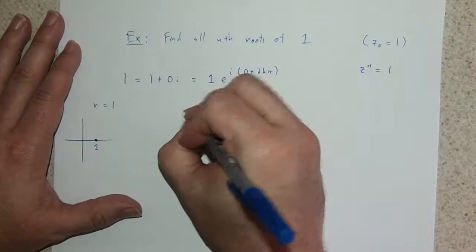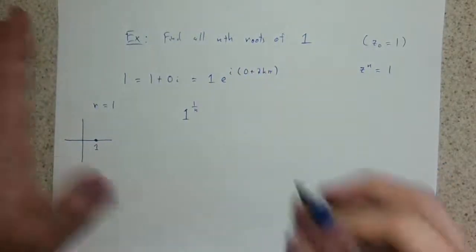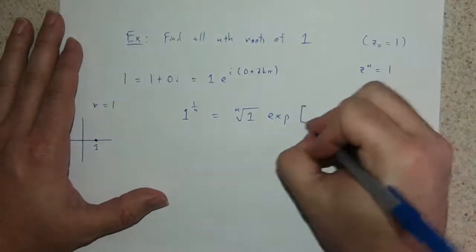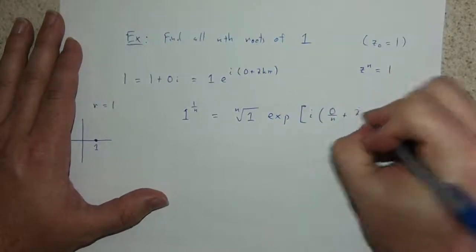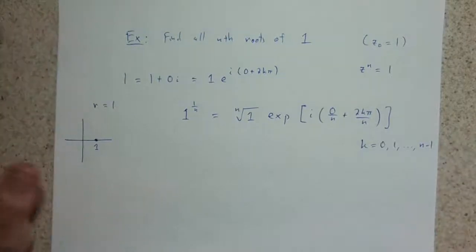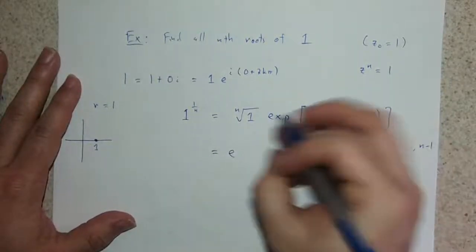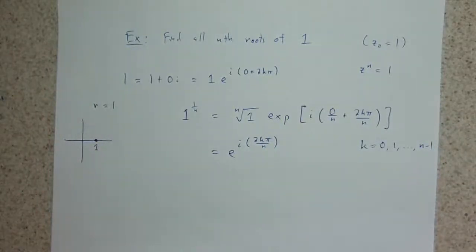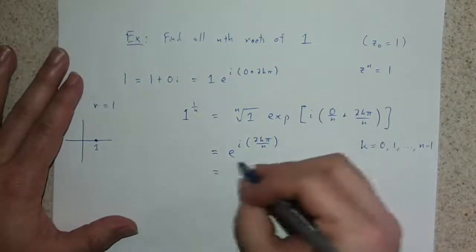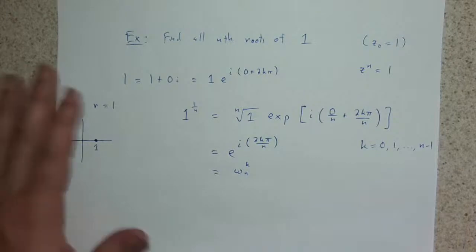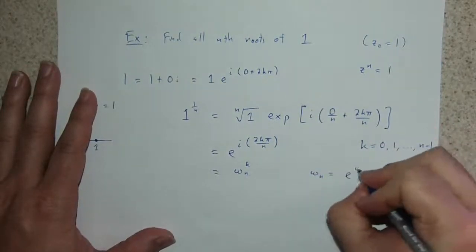So then if I'm computing the nth roots of 1, how would I do that? Well, this would be the nth root of 1 times e to the i times 0 over n plus 2k pi over n, where k runs from 0 up to n minus 1. But if I simplify this, this is just e to the i times 2k pi over n. But this is omega sub n to the k, right, using that previous notation, where omega sub n is equal to e to the i times 2 pi over n.